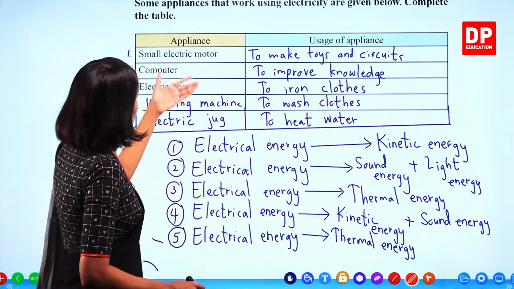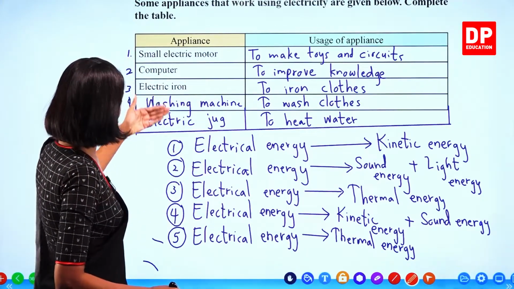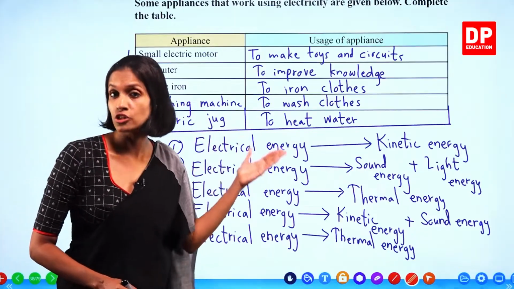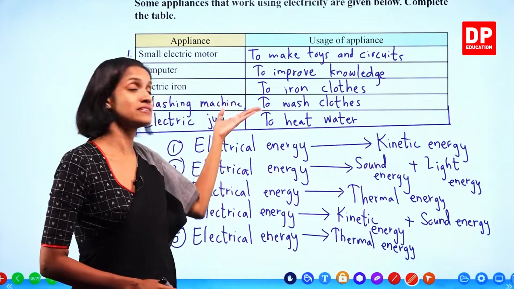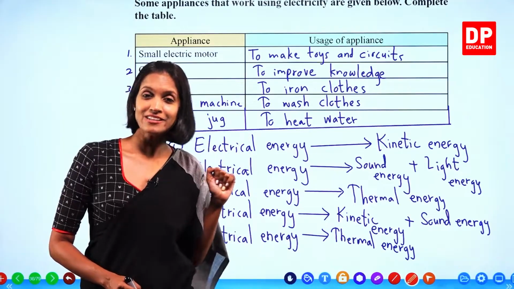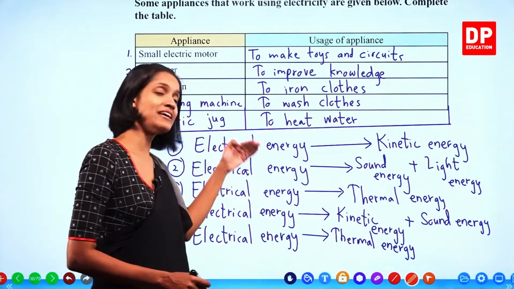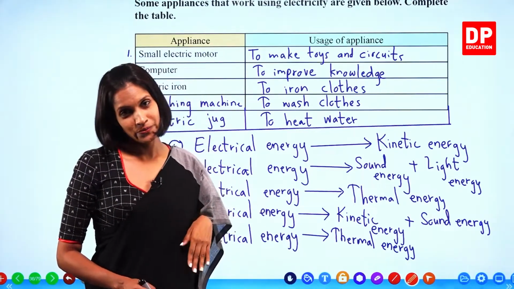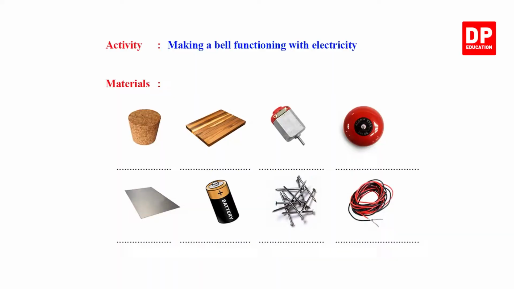So you can make a long list here. We wrote only 5, but you can make the list longer. So in that case, you can understand this better, right? So you can practice writing the energy transformation too. Right, children? We'll move on to the next.